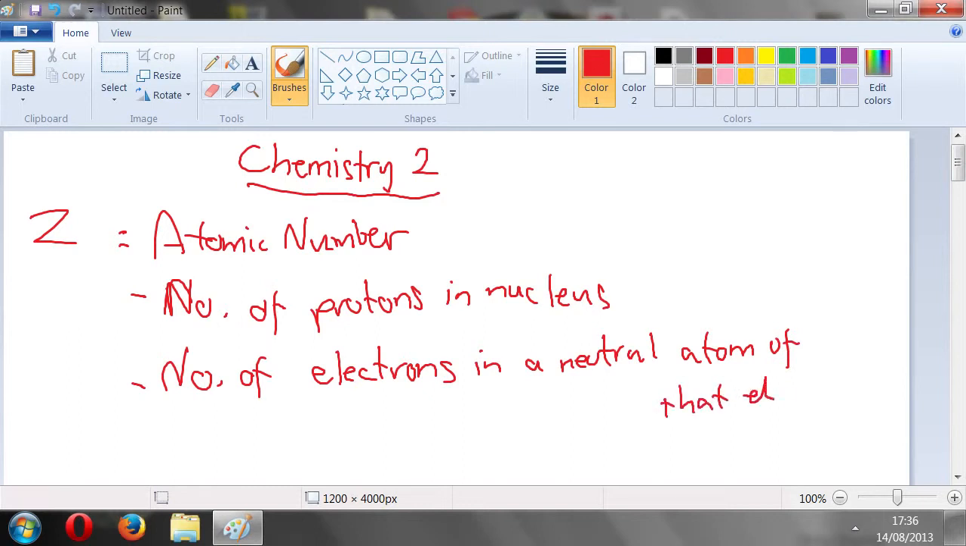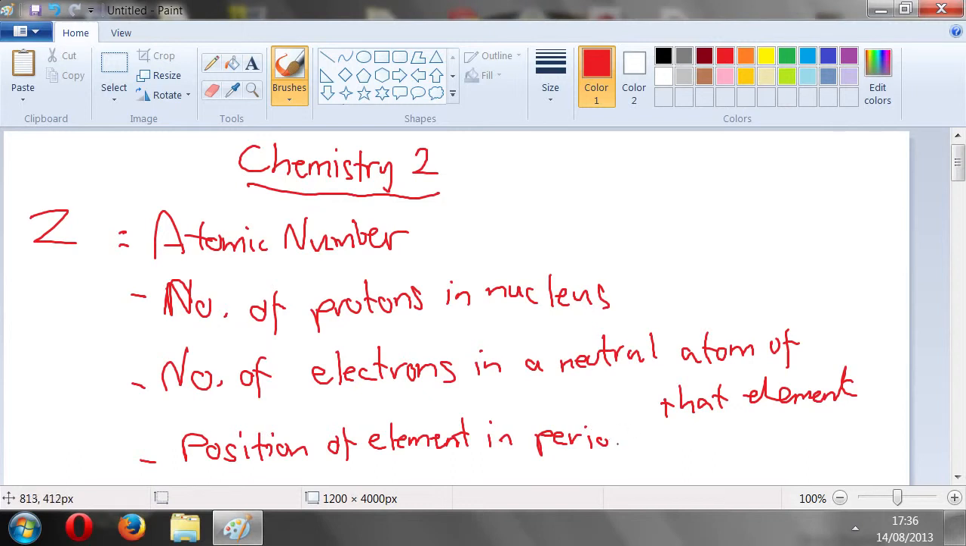Okay. We also look at the position of the element in the periodic table.